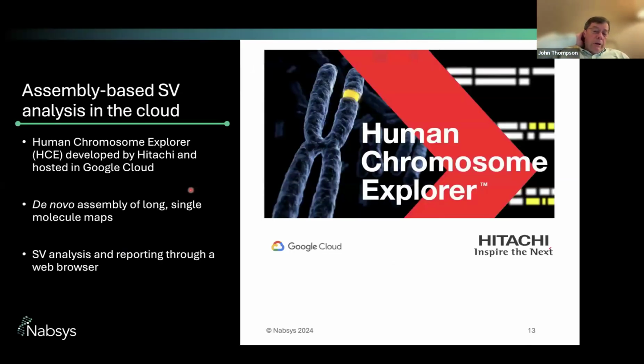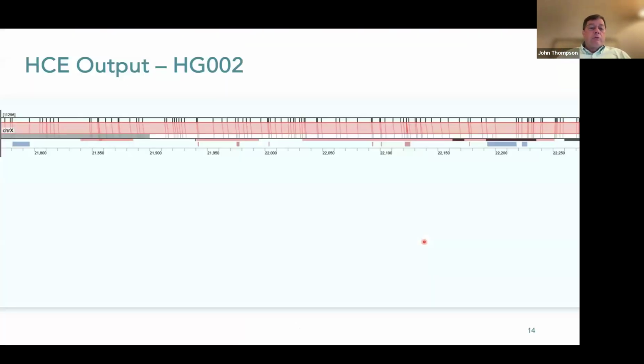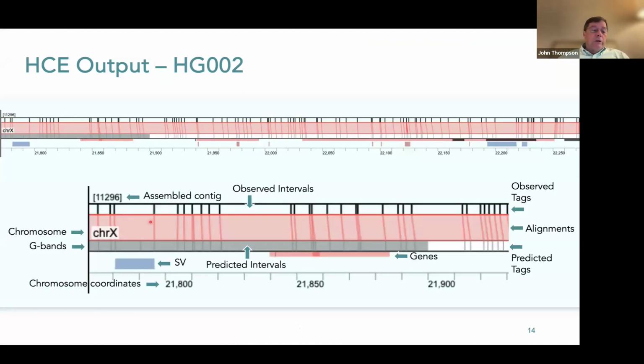So I'll talk first about the assembly-based method. And again, this is software that's been generated by Hitachi, the Human Chromosome Explorer technology, and I'll show you the output we get from there. This is an example for HG002. What you can see is the output gives you the chromosome, the G bands, if you're interested in those. Then there are a series of rectangles for genes, with red ones being protein coding, and there are some black ones here. Those are non-coding genes. This is the reference in terms of what tags are predicted. So based on the sequence, you can predict where tags should be. Again, you have some very long intervals as well as some very short ones. This is the assembled contig. This is contig 11,296, and this is the actual pattern.